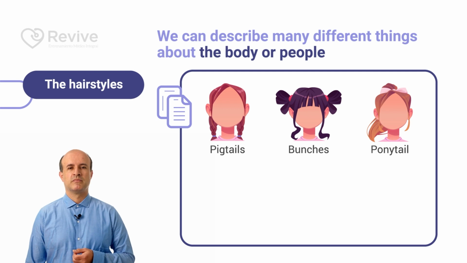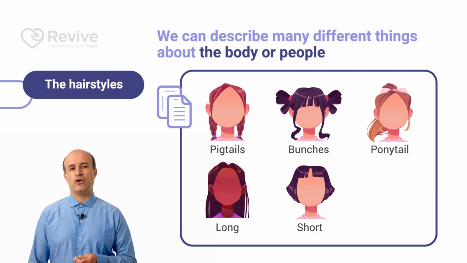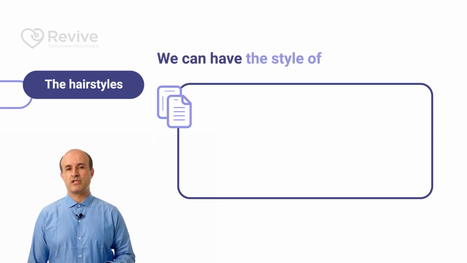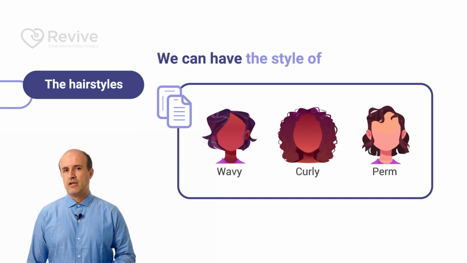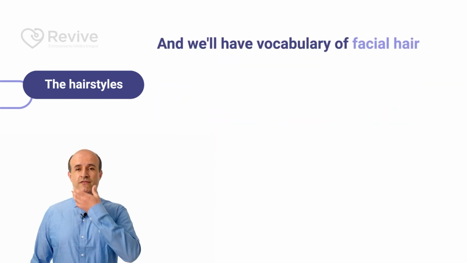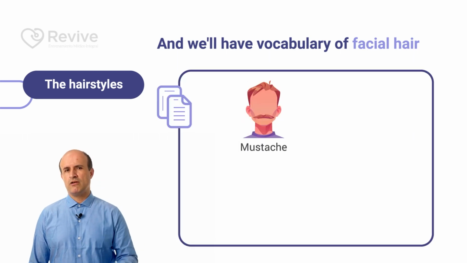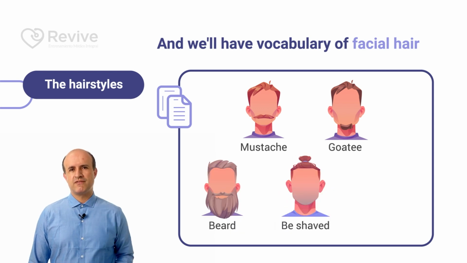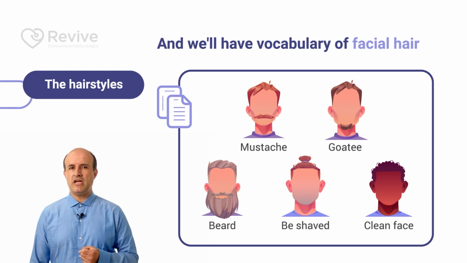and the ponytails. Concerning the length of the hair, we can have long, short, or medium length. Or we can have the style of the hair, which can be wavy, curly, or perm. Not only our hair can have styles or vocabulary words, but also our facial hair. As we can have a mustache, we can also have a goatee or a beard, or be shaved, or have a clean face. This is the end of the section on the hair.